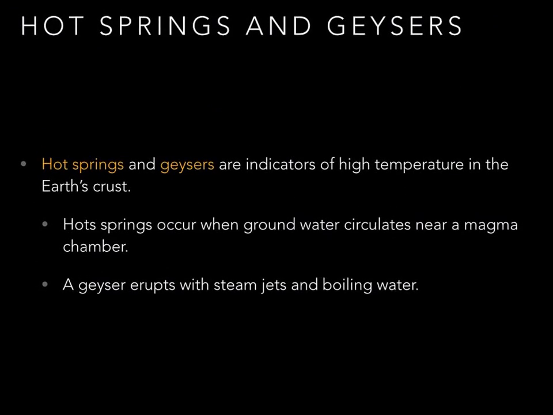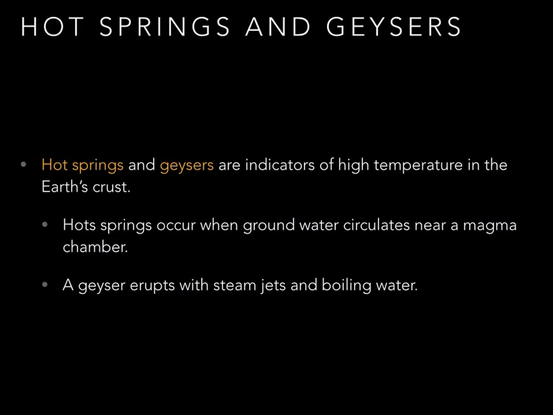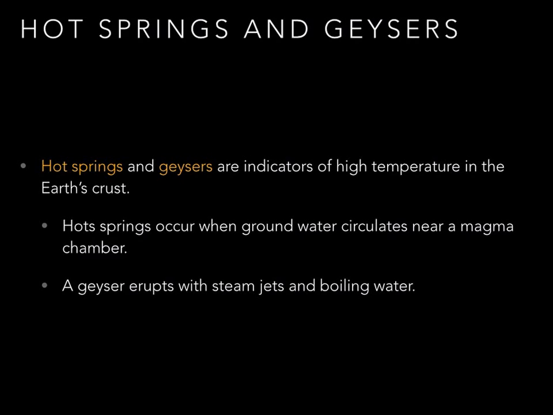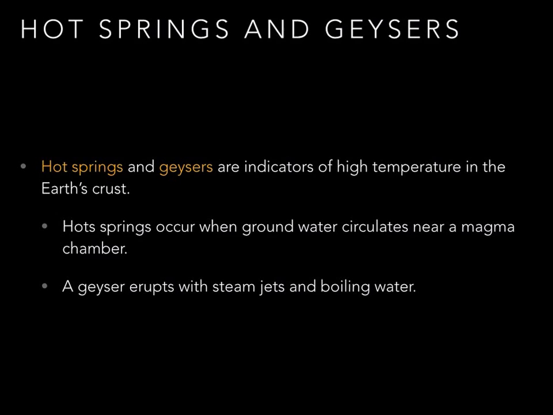Hot springs and geysers. Hot springs and geysers are indicators that there's high temperature in this region. Hot springs occur when groundwater circulates near a magma chamber, and a geyser erupts with steam jets and boiling waters, like Old Faithful in Yellowstone National Park.